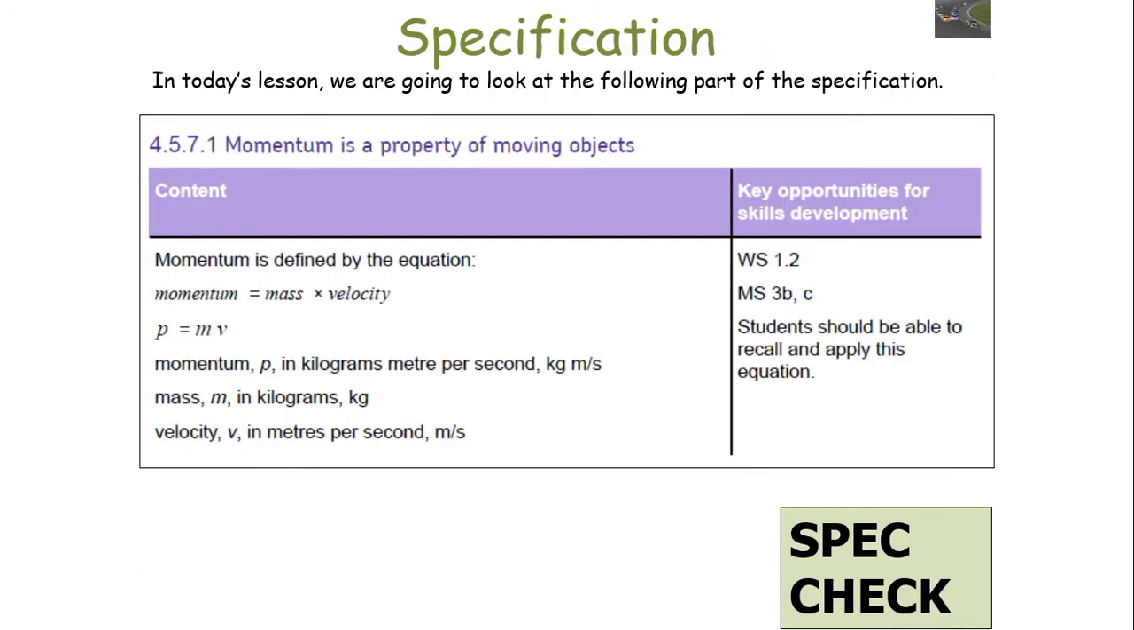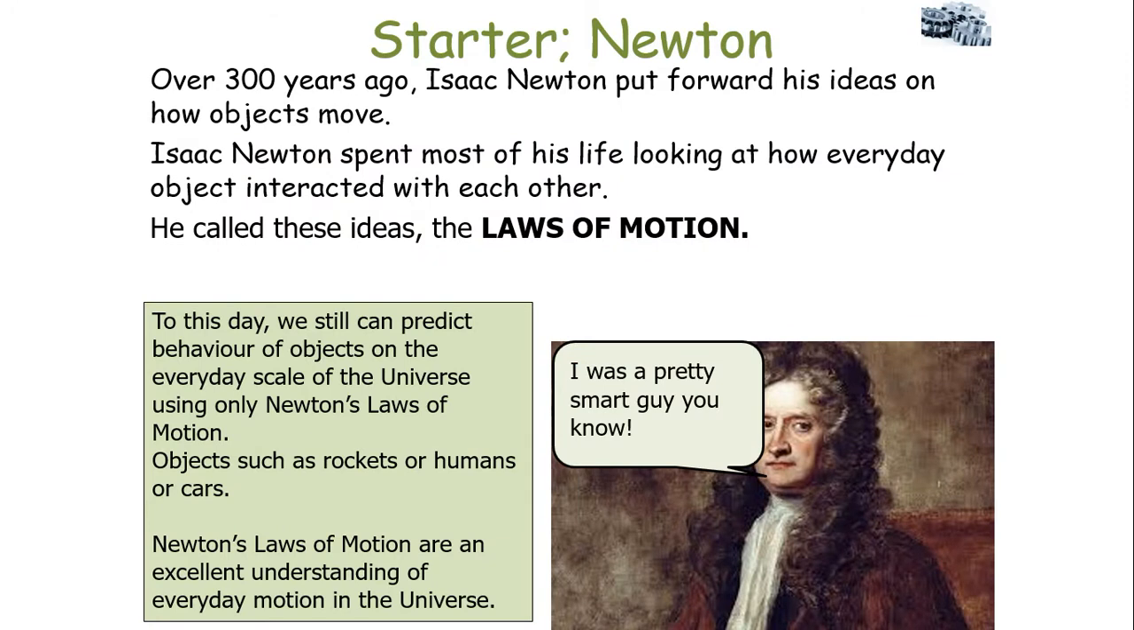So we're going to look at the following part of the AQA separate science physics specification in forces for momentum. So we're going to look at 4.5.7.1, momentum is a property of moving objects. So over 300 years ago, Isaac Newton put forward his ideas on how objects move. Now Isaac Newton spent most of his life looking at how everyday objects interact with each other, and he called these ideas the laws of motion.